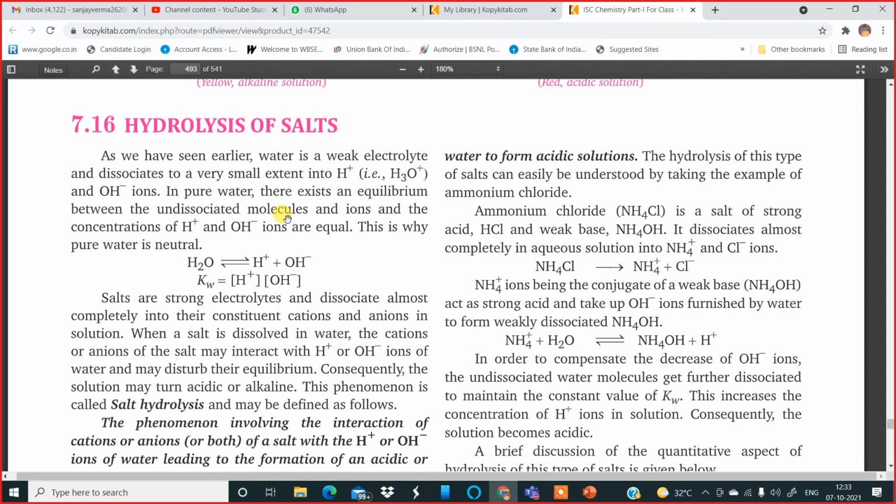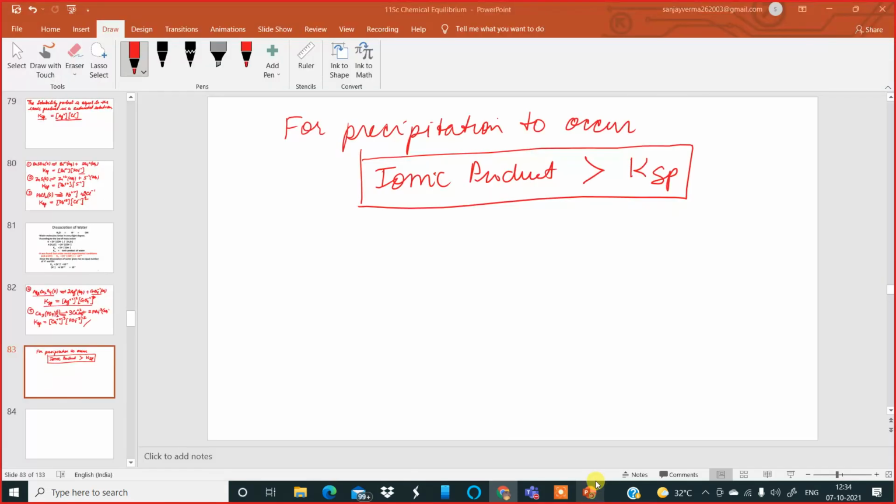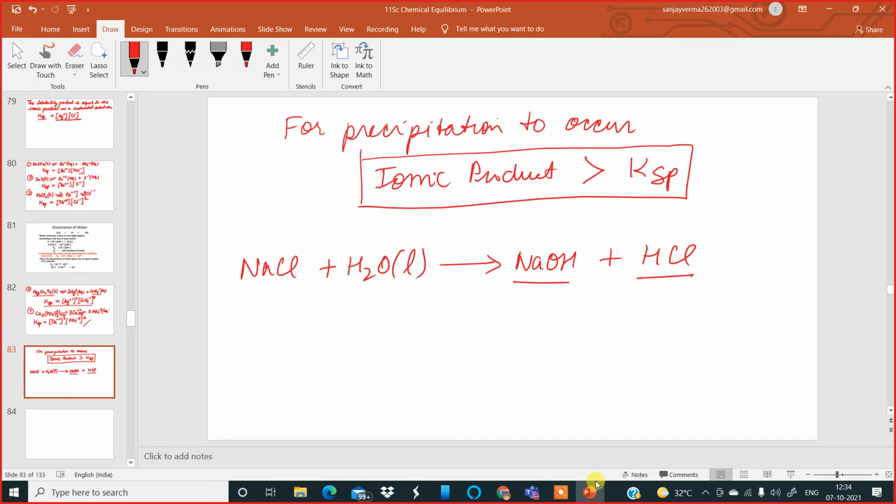Now this hydrolysis of salts, which I have already told you in one of the previous classes: whenever a salt is put in water, it undergoes hydrolysis. Now, when I explained in the previous class, I told you that if I take sodium chloride salt and put it in water, it is going to combine with water, the ionization, to give sodium hydroxide and hydrochloric acid. This formation of sodium hydroxide and hydrochloric acid is because of hydrolysis. Sodium hydroxide is a strong alkali, and hydrochloric acid is a strong acid. So this is called hydrolysis.